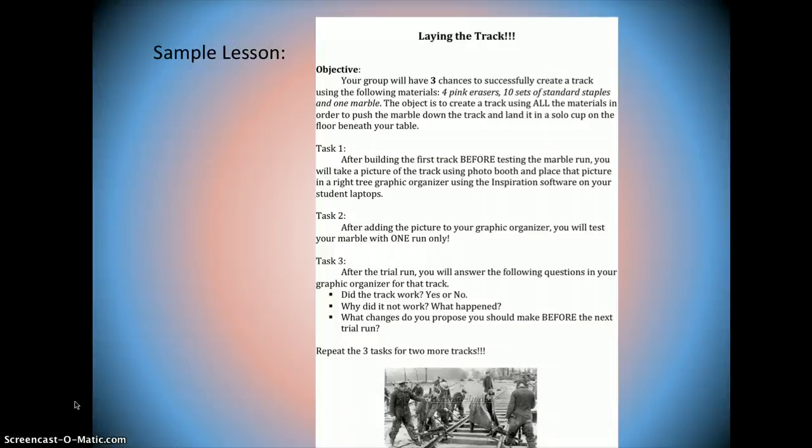Each time that they did a run, they had to take a picture using Photo Booth on their MacBooks, and then we used Inspiration, which is uploaded already. It's a software program on all the student machines, and they used a right tree graphic organizer where they would insert these pictures into Inspiration, and then they had to answer 3 questions about each picture. Did that track work, yes or no? What went wrong if it didn't work? And then what changes do you propose you can make before the next trial run in order to experience success?